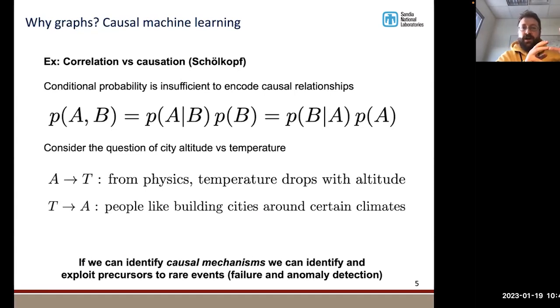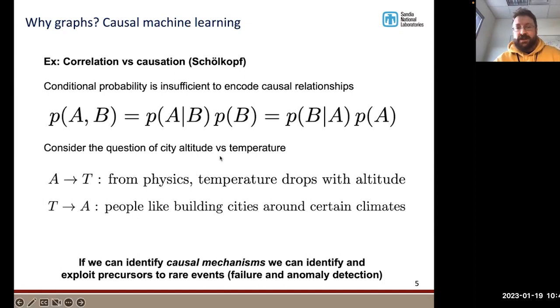There's another reason why we want to use graphs, and the idea is to get away from correlation and toward causation in machine learning. In machine learning, typically what you're learning is a way to parameterize and sample from a probability distribution. If you have two random events, call them A and B, the language of probability is insufficient to actually say what causes what, right? You could describe this probability in terms of the event A conditioned on B, or the event B conditioned on A. They're both perfectly valid from a probabilistic perspective.